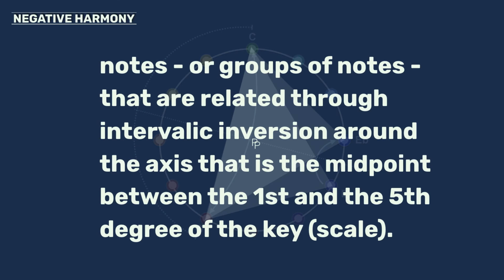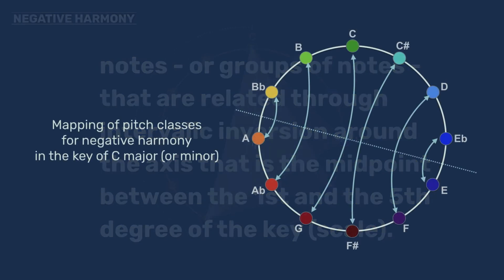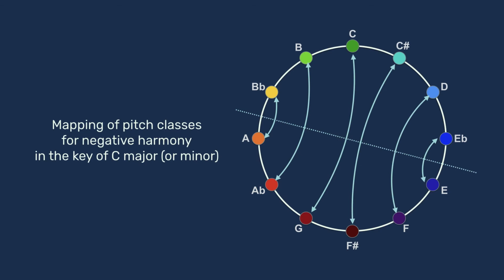Now we can update our definition. Negative harmony is notes or groups of notes that are related through intervallic inversion around the axis that is the midpoint between the first and the fifth degree of the key. Here we can see all the intervallic inversion relationships around this axis. Pitch classes at one side of the axis map onto pitch classes at the opposite side of the axis.